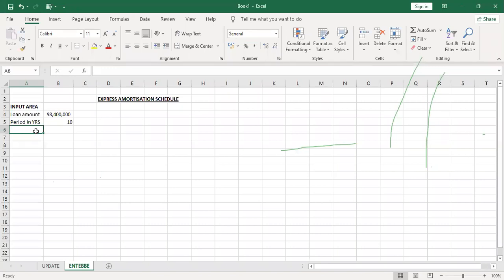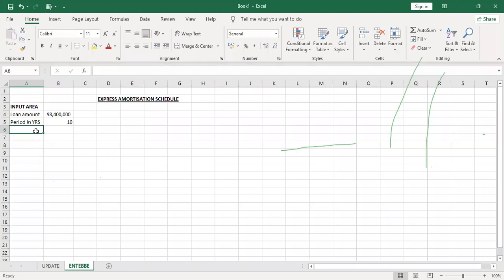You joined, maybe you came in late. But input area simply means that from the document, because someone can give you a document of 50 pages altogether, you need that information that will help you to calculate whatever you are going to calculate. So you summarize it. Not every information is relevant in your calculations. Then that period in years is 10.